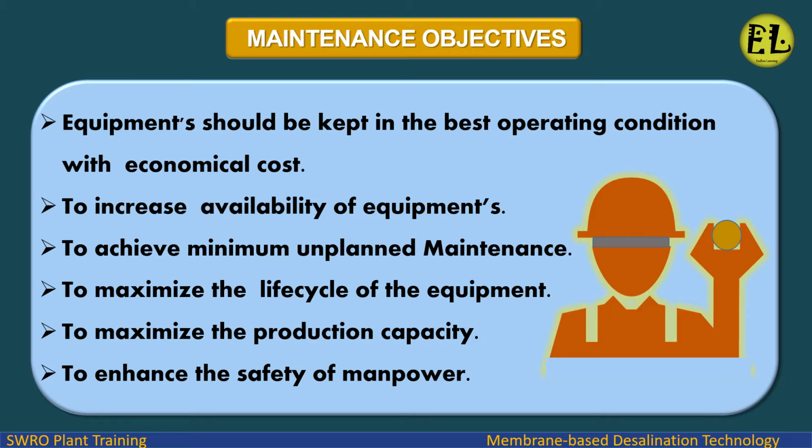Maintenance objectives. Equipment should be kept in the best operating condition at economical cost, to increase availability of equipment, to achieve minimum unplanned maintenance, to maximize the life cycle of the equipment, to maximize the production capacity, and to enhance the safety of manpower.